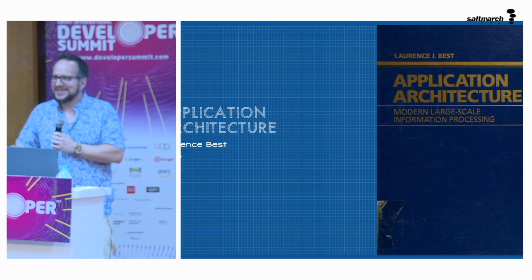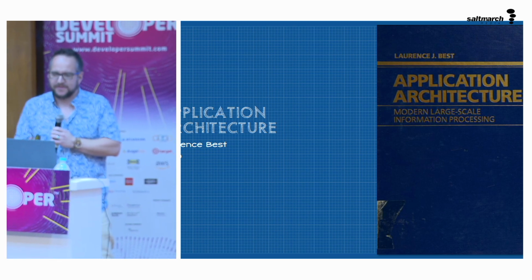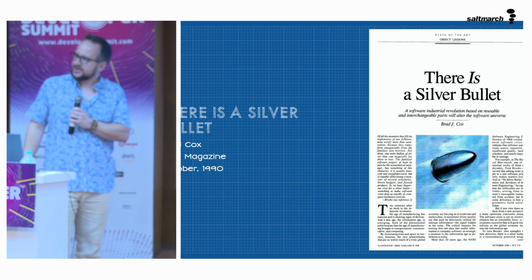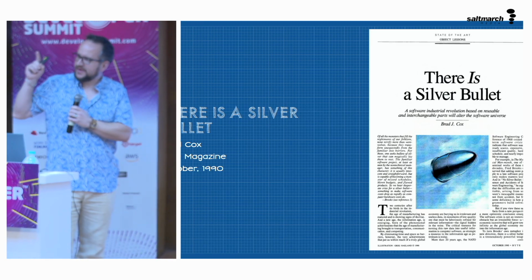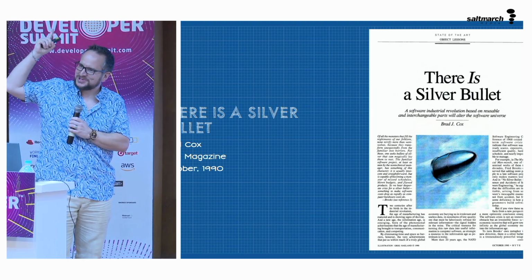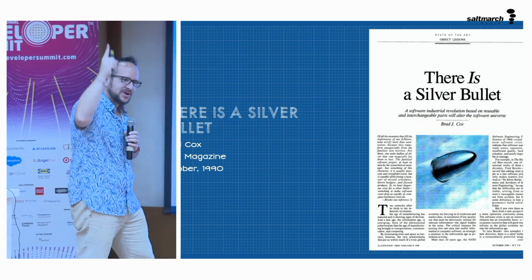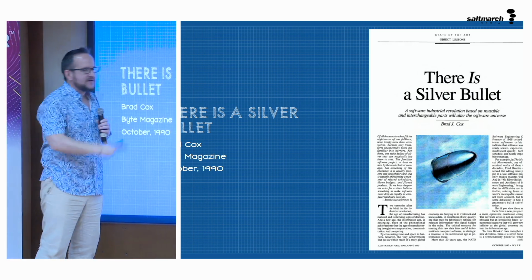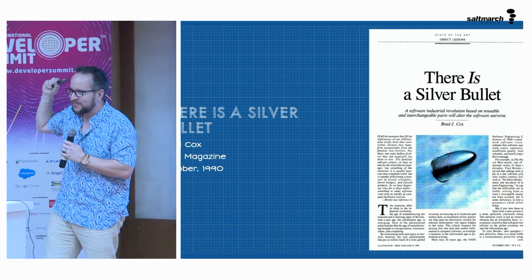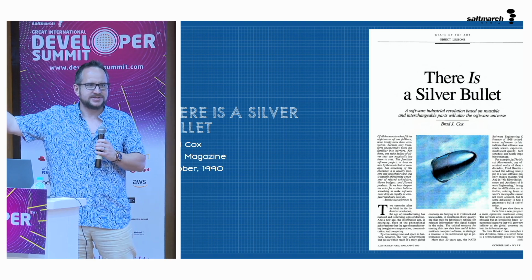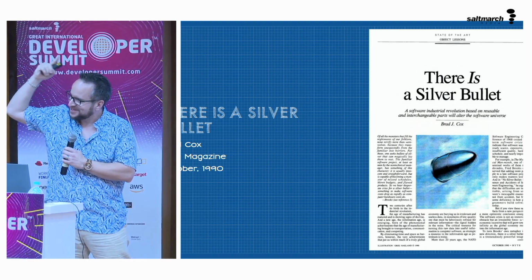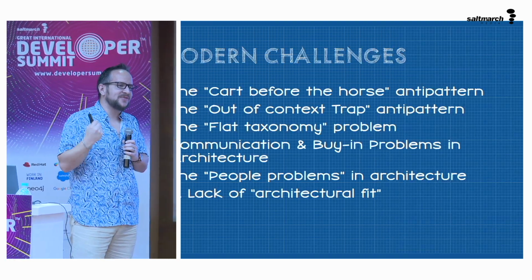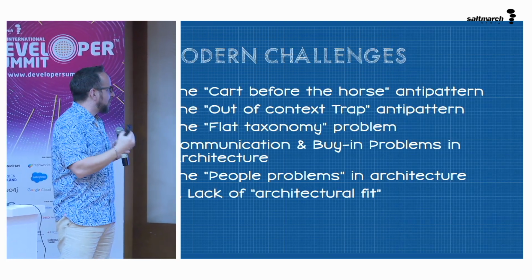And in the 1980s, not too long before this book, actually right around the same time, 1990, Brad Cox said, "There is a silver bullet. There is one ideal, perfect way to design a system. I have it. Here it is. Follow what I'm doing and everything will be fine." Folks, is there a silver bullet? Is there one way to design a system? No. And things have only gotten exponentially more complex.